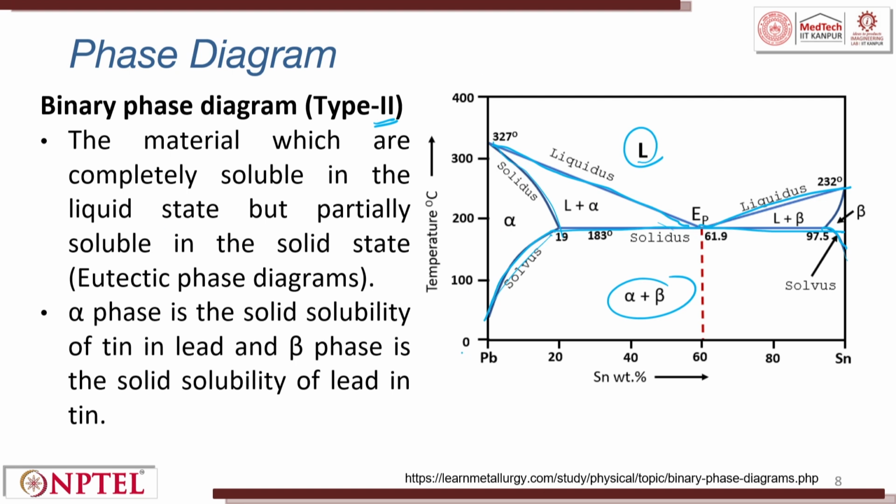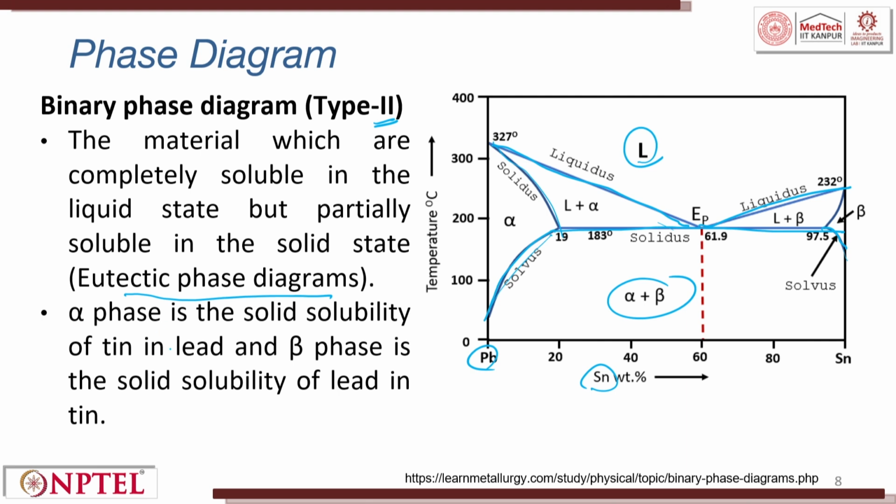You have temperature on the y axis, and tin percentage changing, this is lead, so tin percentage changing on the x axis. The materials which are completely soluble in the liquid state, but partially soluble in the solid state, is called a eutectic phase diagram. I repeat, the materials which are completely soluble in the liquid state, but partially soluble in the solid state, is called a eutectic phase diagram, and it has a eutectic point also.